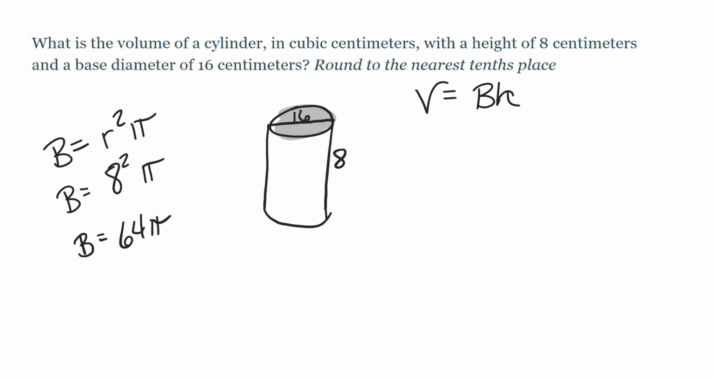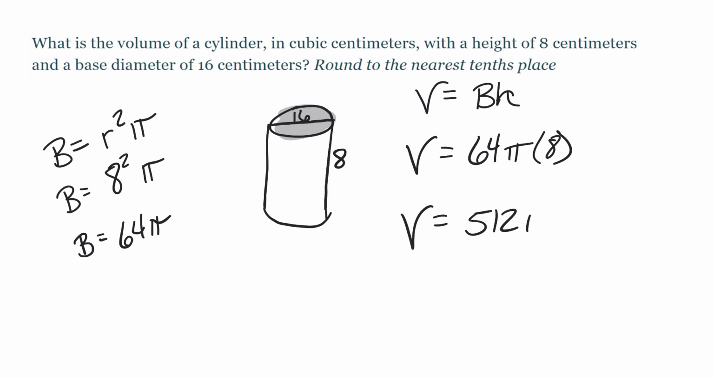And essentially, if you think of it this way, we have just stacked up 8 of those. So we are going to take the base area times our height of 8. So I'm going to leave it in terms of pi as long as I can. So my volume here is going to be 512 pi. 512 is 64 times 8.